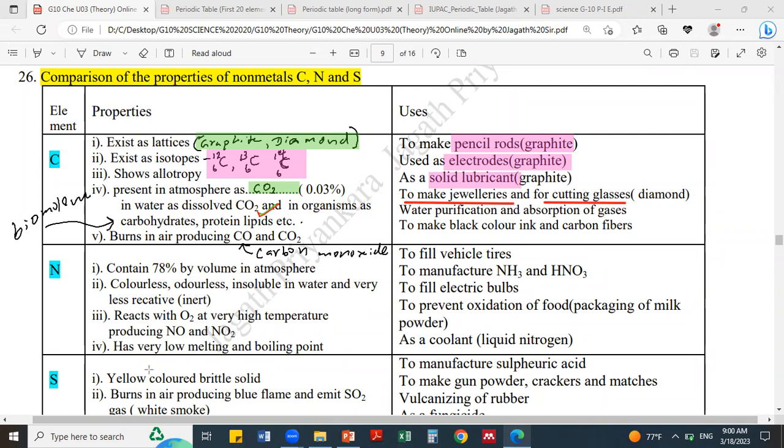Plus, I don't know whether you have seen these water filters, they use carbon. Even charcoal, they used to put into water in the past in Sri Lanka because it can absorb unwanted colors. It can decolorize water. Even black ink and carbon fiber: to manufacture ink, you need carbon. Pencil rod is also carbon, graphite. Carbon is used to manufacture the carbon pen, the ballpoint pen. Water purification also uses carbon.